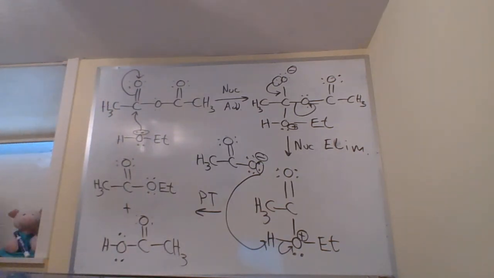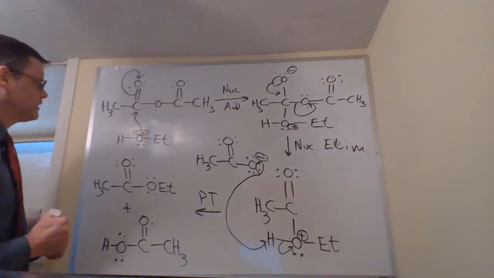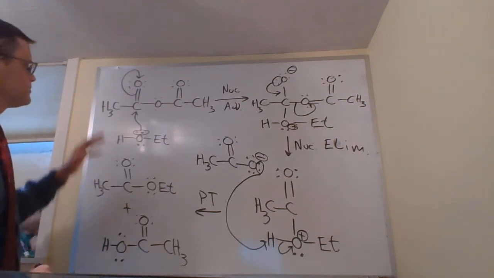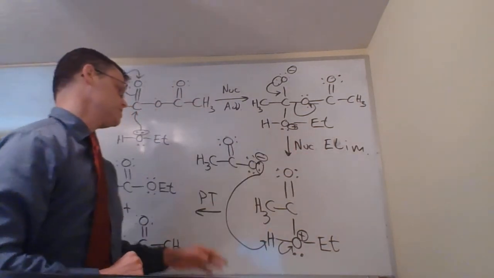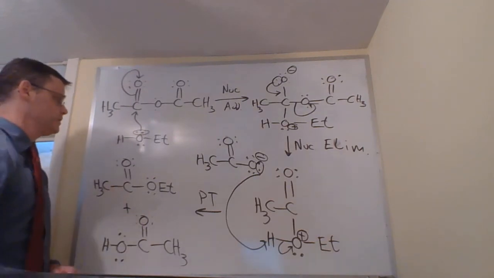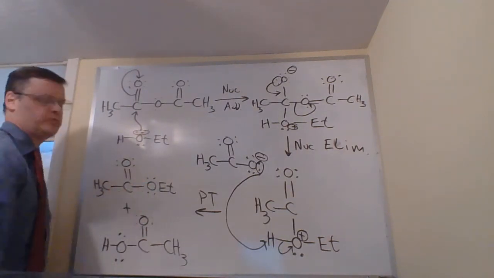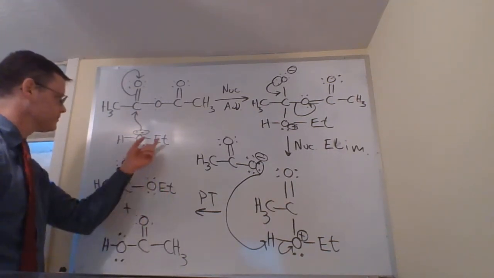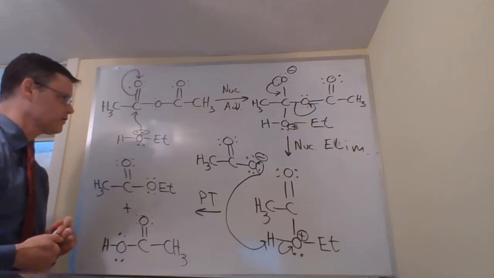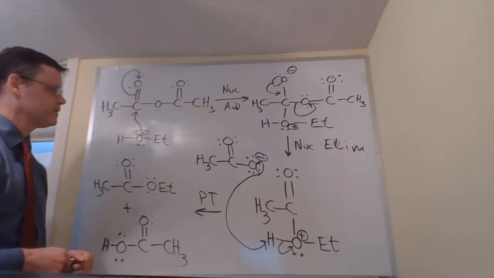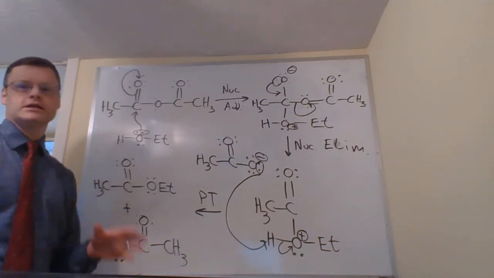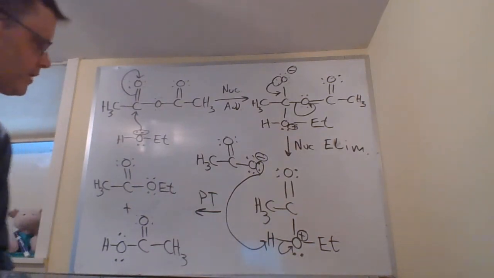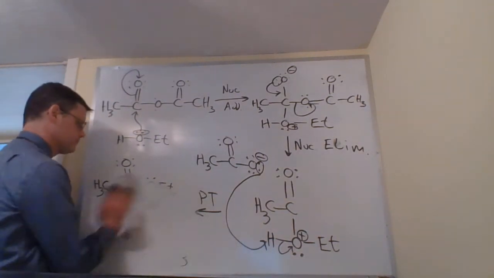We could also do this mechanism, but instead of ethanol, we could have an amine there. It would still be a nucleophilic addition, nucleophile elimination, and a proton transfer. The difference with an amine is we'd have a nitrogen here, and we'd be making an amide instead. We might have a different alkyl group depending on what the amine is, so I think you should be able to figure that out. Lastly, I want to show you how we can get from an ester to an amide. So we'll look at that example.